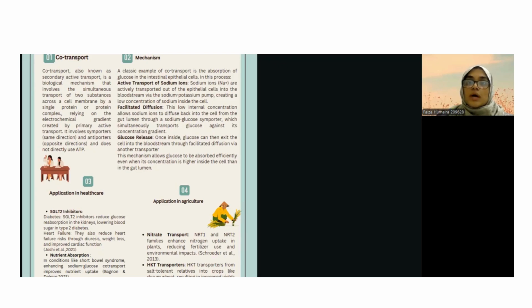Then glucose release. Once inside, glucose can then exit the cell into the bloodstream through facilitated diffusion via another transporter. This mechanism allows glucose to be absorbed efficiently even when its concentration is higher inside the cell than in the gut lumen. Here's the 3D visualization of the mechanism.